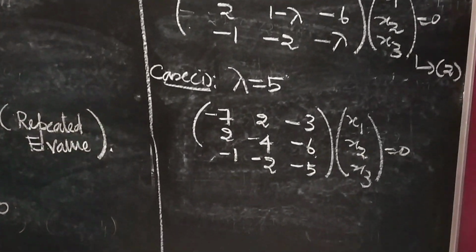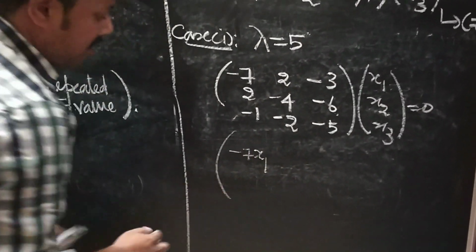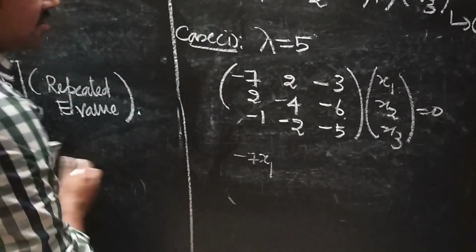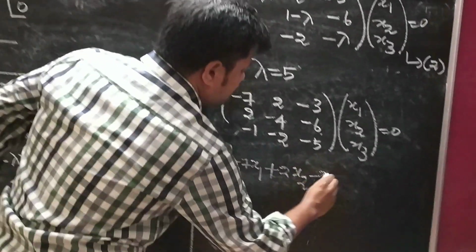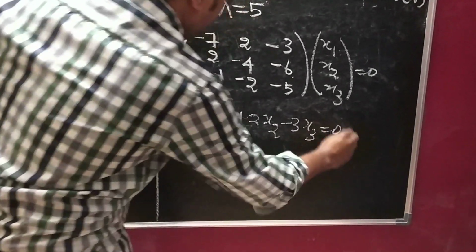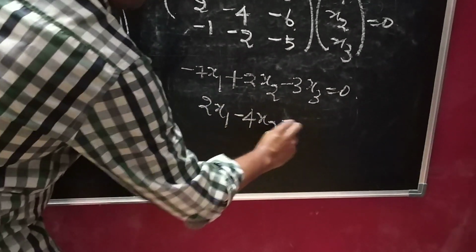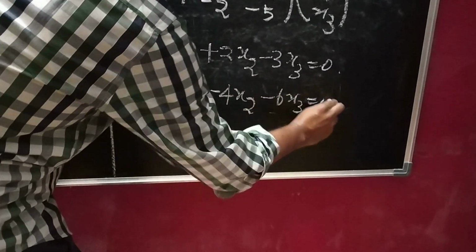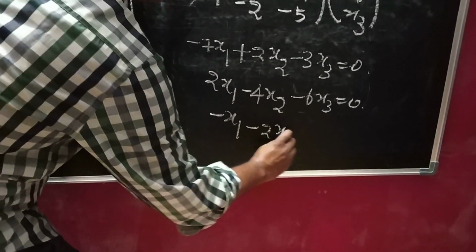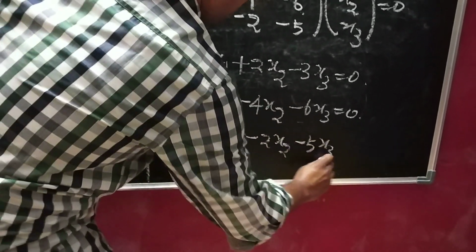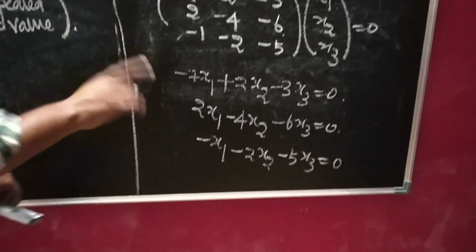So write down the equations. Minus 7x1 plus 2x2 minus 3x3 equal to 0. Second equation, 2x1 minus 4x2 minus 6x3 equal to 0. Third equation, minus x1 minus 2x2 minus 5x3 equal to 0. So all three equations are different.